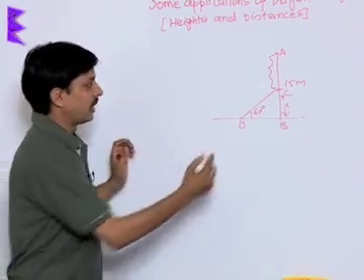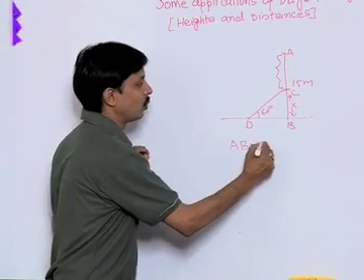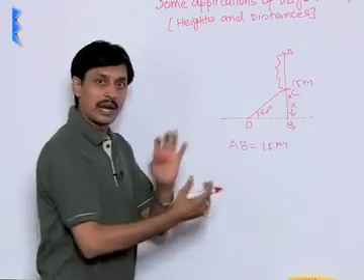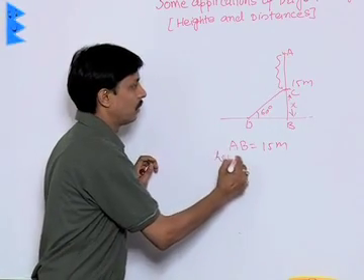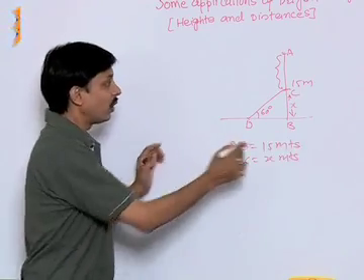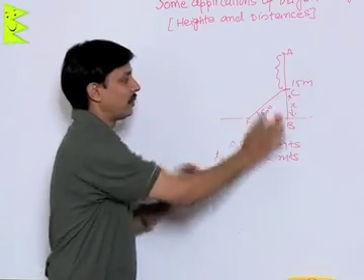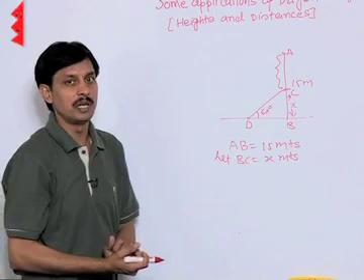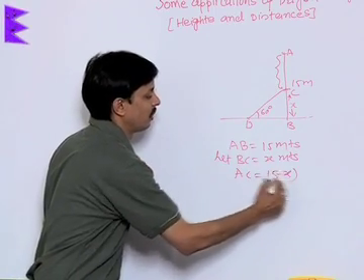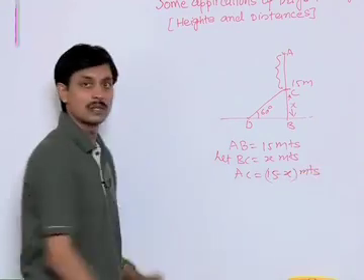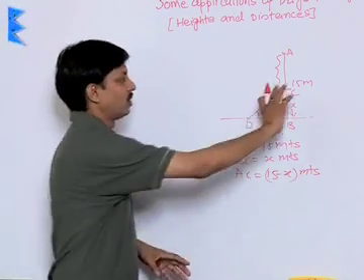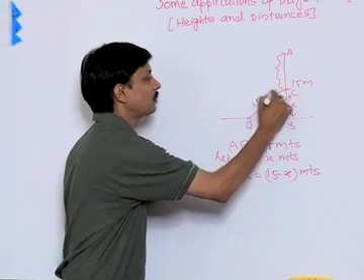We must be clear that AB is equal to 15 meter. Let us suppose the tree is broken at a point C. Let BC be equal to X meters. Now if AB complete is 15 meters and BC is X meter, what is AC? AC is equal to 15 minus X meters. Now AC is 15 minus X, I can write here.